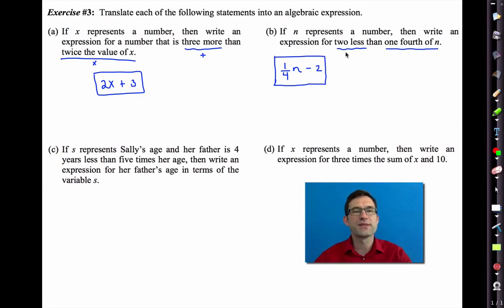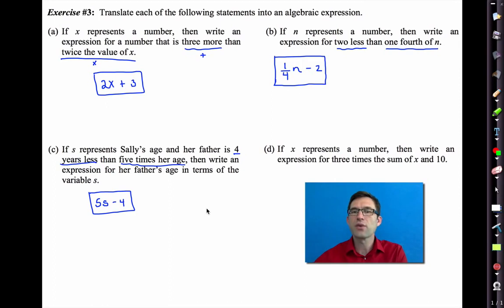Letter C. If S represents Sally's age and her father is 4 years less than 5 times her age, then write an expression for her father's age in terms of the variable S. Okay, so her father is 4 years less than 5 times her age. Well, her age is S. 5 times her age would be 5S, and 4 years less would be minus 4. So there it is, 5S minus 4.